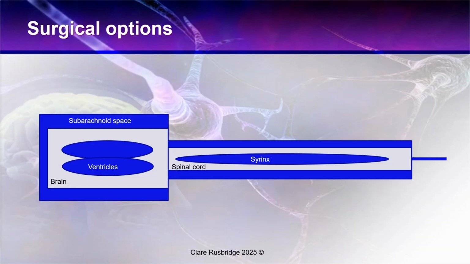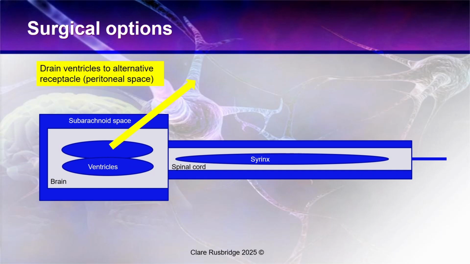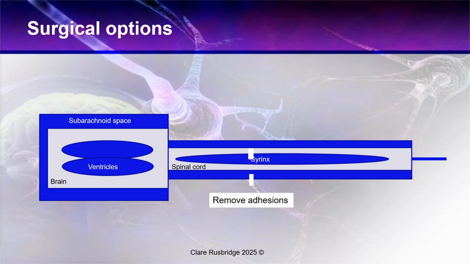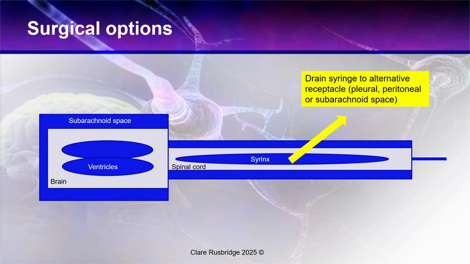So what sort of surgical options are there? Well, first of all, you can put a shunt into the ventricles if they're dilated and send that drain off to another space, such as the peritoneal space. You can widen the cranial spinal junction by removing the bone, and that's called a foramen magnum decompression. You can remove the adhesions, or you can put a shunt into the syrinx and put that drain into an alternative place, like the pleura, the peritoneal space, or the subarachnoid space.